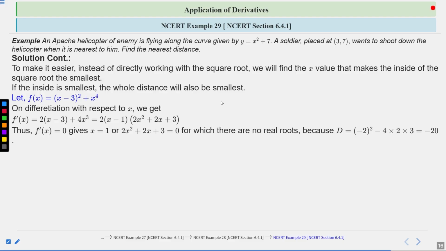You can see that for 2x square plus 2x plus 3 equal to 0, when you calculate the discriminant, it is b square minus 4ac. Here b is minus 2, a is 2, and c is 3. So the discriminant is (minus 2) square minus 4 into 2 into 3, which is equal to minus 20. Since the discriminant is less than 0, there is no real root, so the function is greater than 0 for all x.